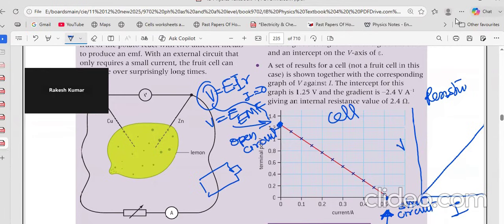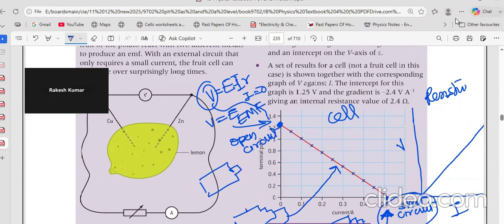What do you mean by that? You have a battery and you have connected a wire to it. No load, just a wire. R is 0 here. This is a connecting wire. No lamp. R is 0. Had there been a lamp here, that would have been a midpoint. So what does this tell us? That this point is a short circuit.